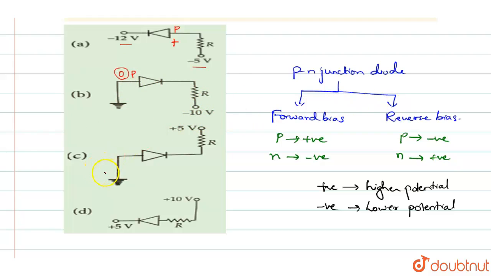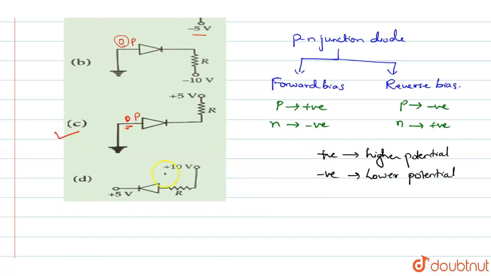Now see the C diagram. In option C, you can see that the P-type part is at 0, whereas the N-type terminal is at a positive potential. Between 0 and 5, 0 is the lesser potential, right? So you can say that the P part is at the lower potential and the N part is at the higher potential, which means that this is a condition of a reverse bias. So you can say option C is the correct connection for a reverse bias.